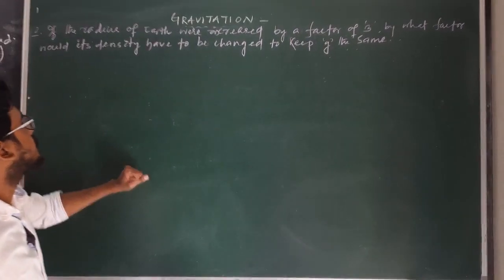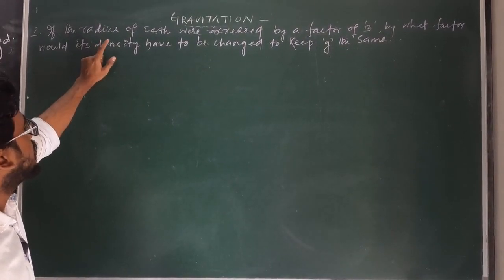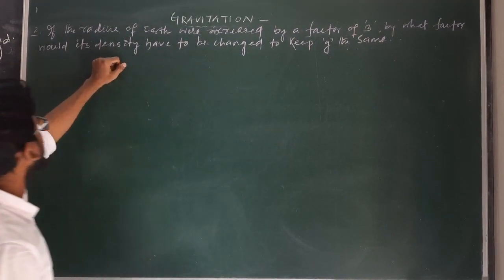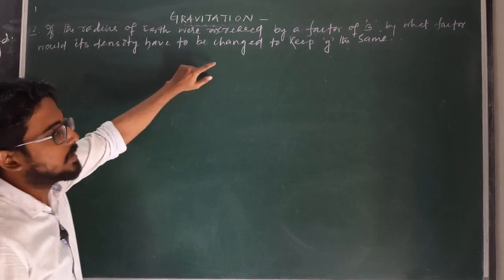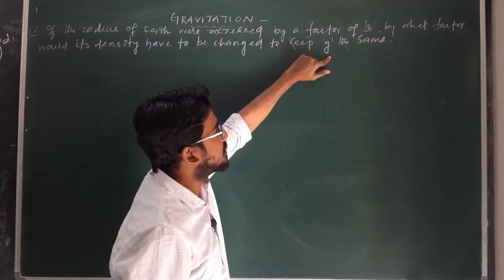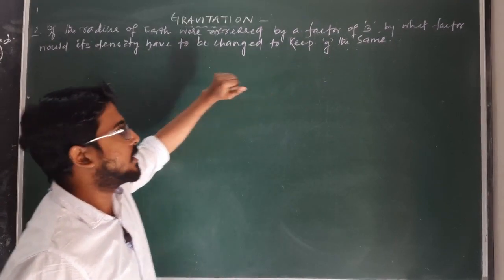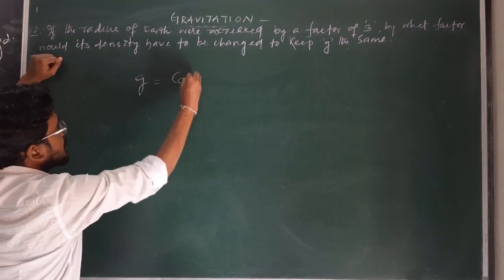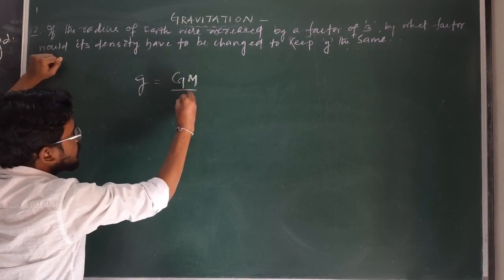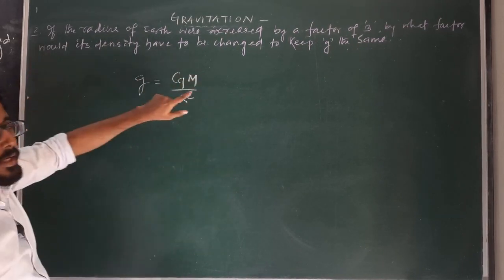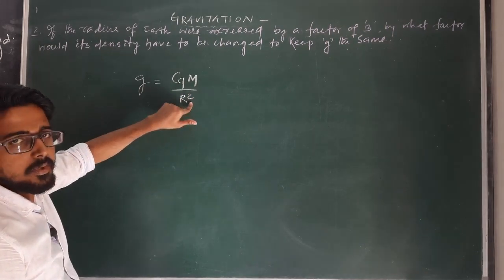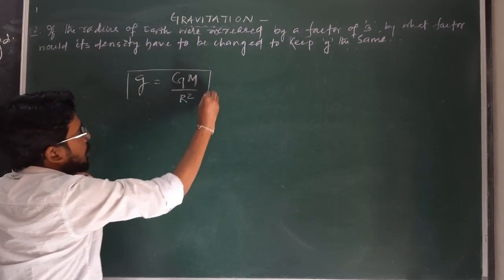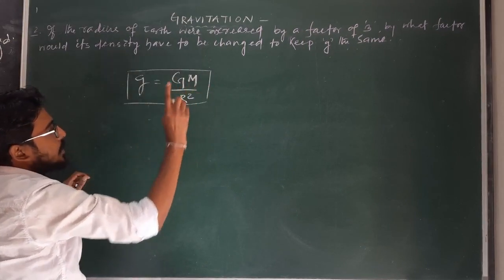Okay students, so the next example is like this. If the radius of the earth were increased by a factor of 3, by what factor would its density have to be changed to keep the gravitational acceleration the same? We know the gravitational acceleration, small g, can be written as G m by r square, where m is the mass of the planet or earth, r is the radius of the planet or earth, and G is the universal gravitational constant. So this is the expression of how gravitational acceleration is related to mass and radius of the planet.